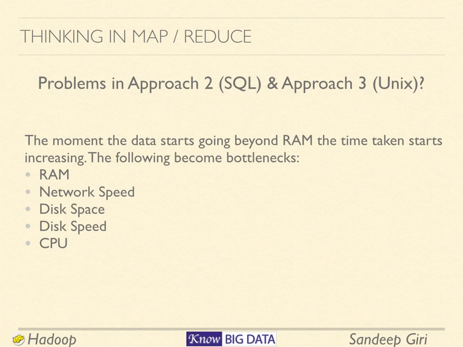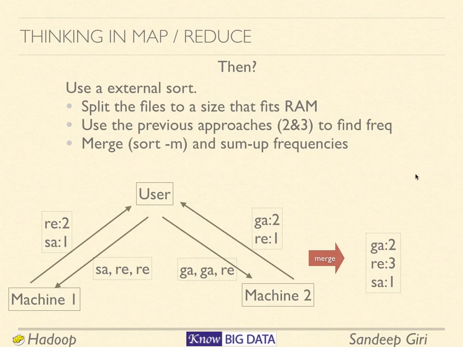The moment data starts going beyond RAM, and the time taken starts increasing in a disproportionate way, the following will become bottlenecks: the disk speed and space, network speed, RAM speed and space, and CPU. All of these things will become a problem, and then it hangs. Yes. Okay. So this is one approach. These are the approaches.